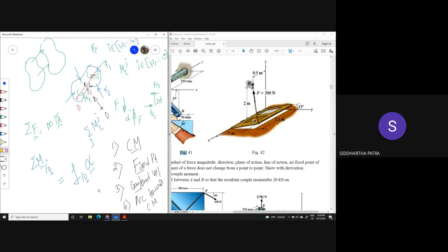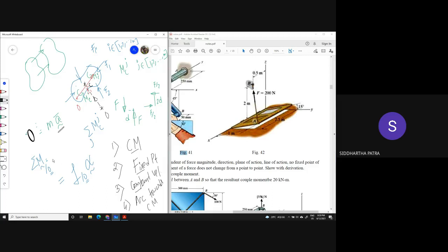Or just couple moments. Okay. First off, since there is a couple, net force should be 0, right? So the acceleration would be 0. This is a true representation of the acceleration.